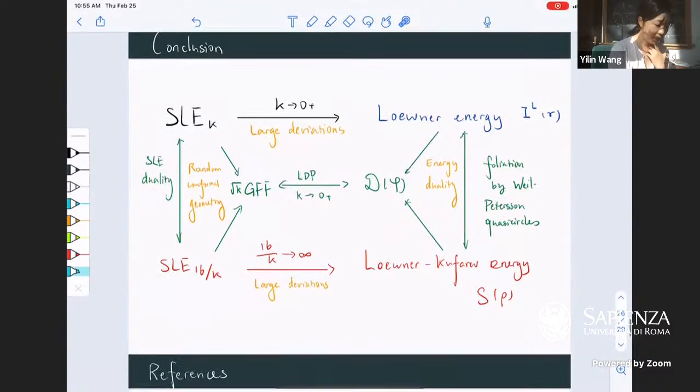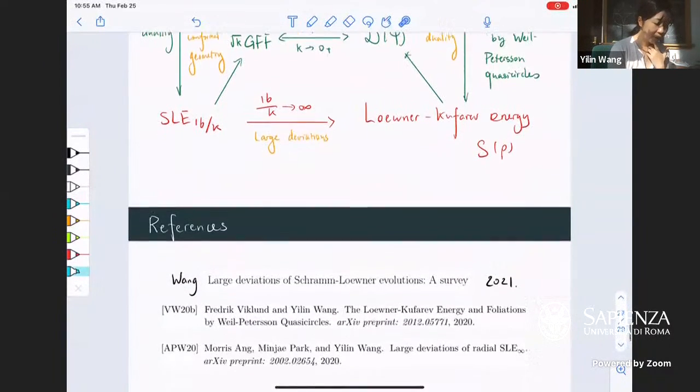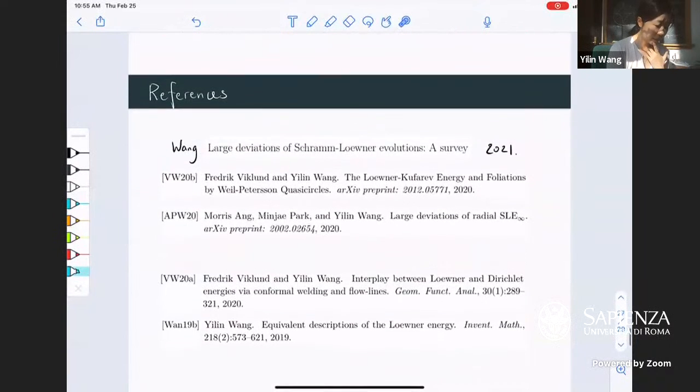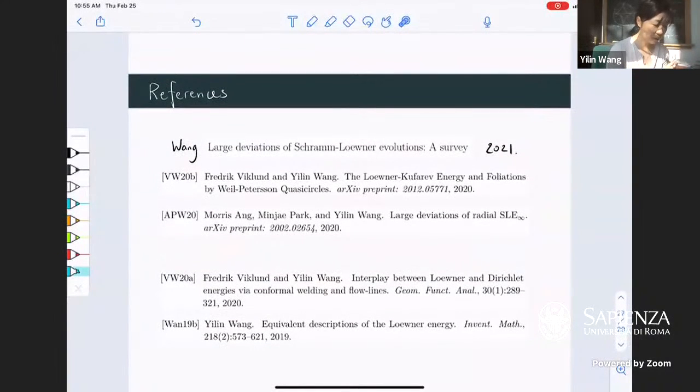So this is summarized. If you're interested in reading about all this, the large deviation of Löwner energy and large deviation of SLE, I recently wrote a survey paper on arXiv, and you can read that. It's a lecture note. And all the results I described in this talk are in this paper, joint with Frederick and with Morris and Ming-Jae; these are the two.